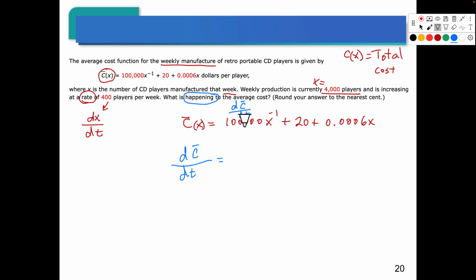On the other side, we take the implicit derivative. So what's the derivative of x to the negative 1? Well, the negative 1 comes down times 100,000. Subtract 1 from the exponent, so you're going to get x to the minus 2. And we took the derivative of x with respect to time. Right? So this is implicit derivatives. What's the derivative of 20? It's a constant, it's a number, so its derivative is 0. So we don't even write it down. That's gone. And then what's the derivative of 0.0006x?